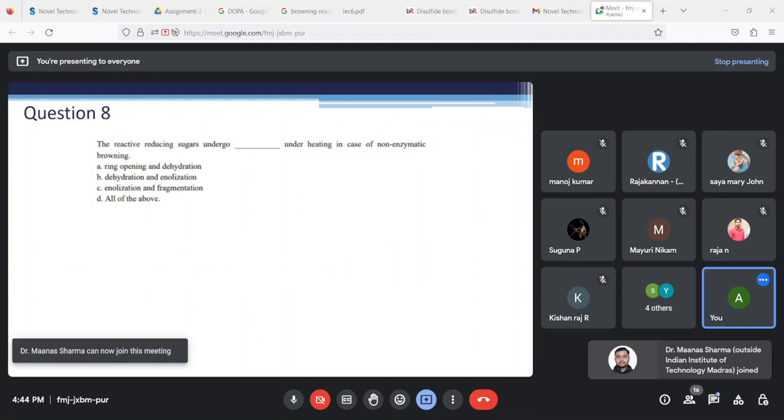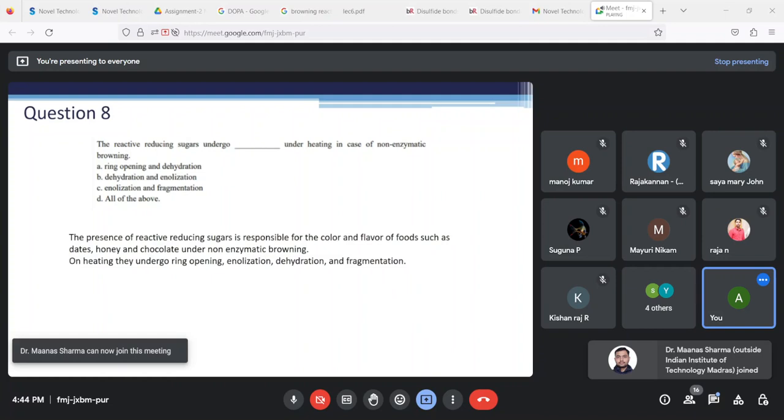So the first step in a browning reaction is that the cyclic reducing sugars need to undergo a ring opening in the presence of heat. So the ring opening is the first step in the browning reaction. After that, what happens? On heating, they undergo ring opening, they undergo enolization, which is a kind of isomerization process, dehydration as well as fragmentation. So all these four reactions are majorly involved in the non-enzymatic browning processes.